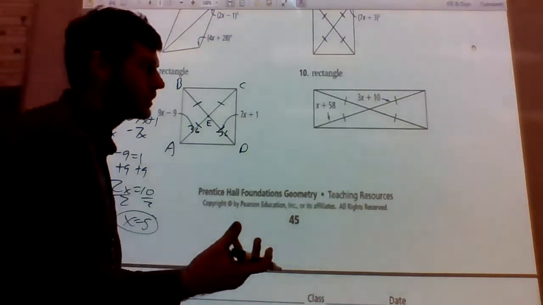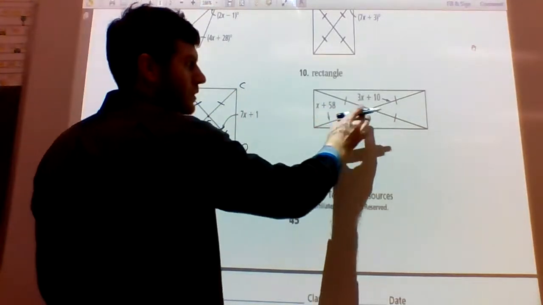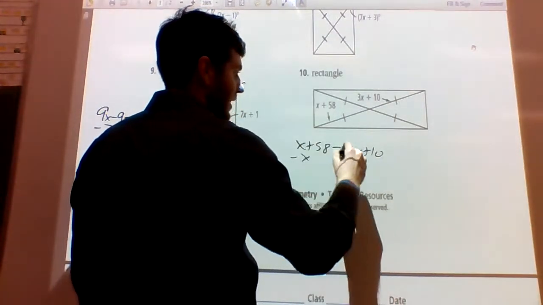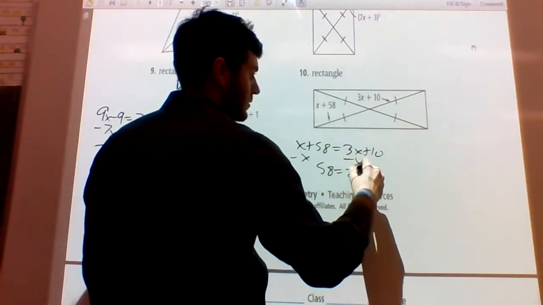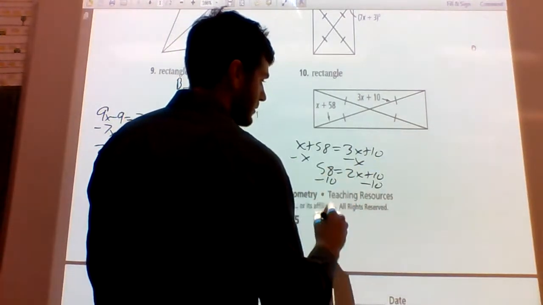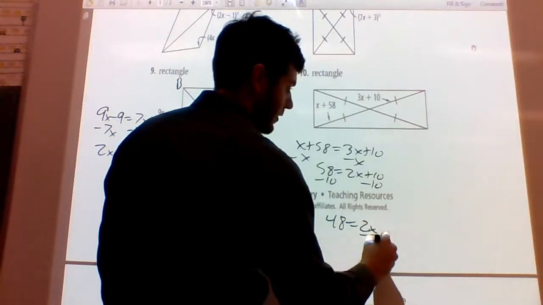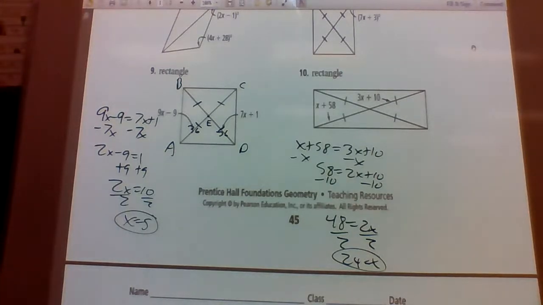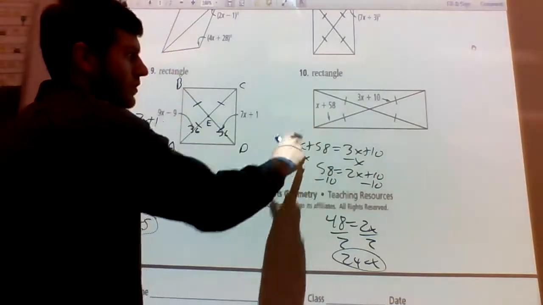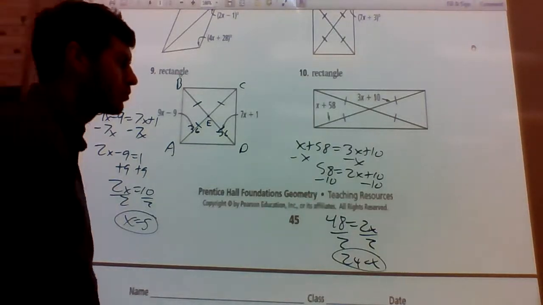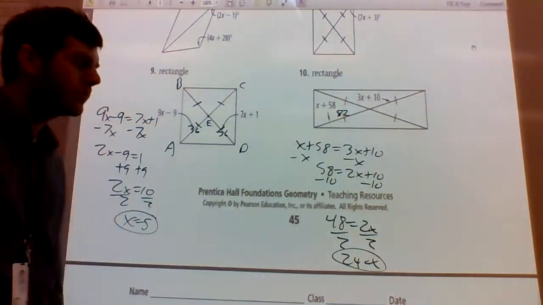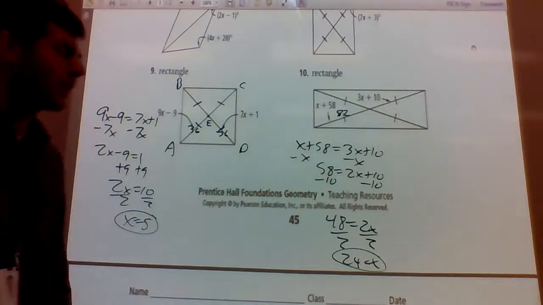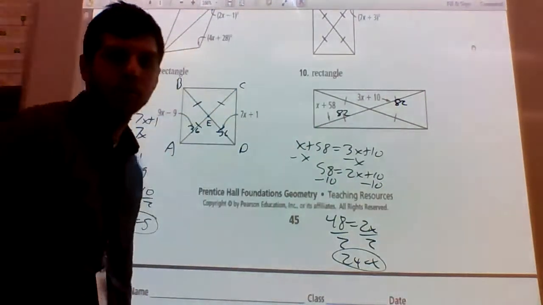Here on the rectangle, again, we see the same thing. So these four pieces are going to be the same. So x plus 58 is going to equal 3x plus 10. Subtract x. 58 equals 2x plus 10. Subtract 10 from both sides. 48 is going to equal 2x. Divide by 2. 24 equals x. Substitute it back in just to make sure we did it right. 24 plus 58, that's 82. 3 times 24 is 72. 72 plus 10 is 82, so we know we have the right answer.